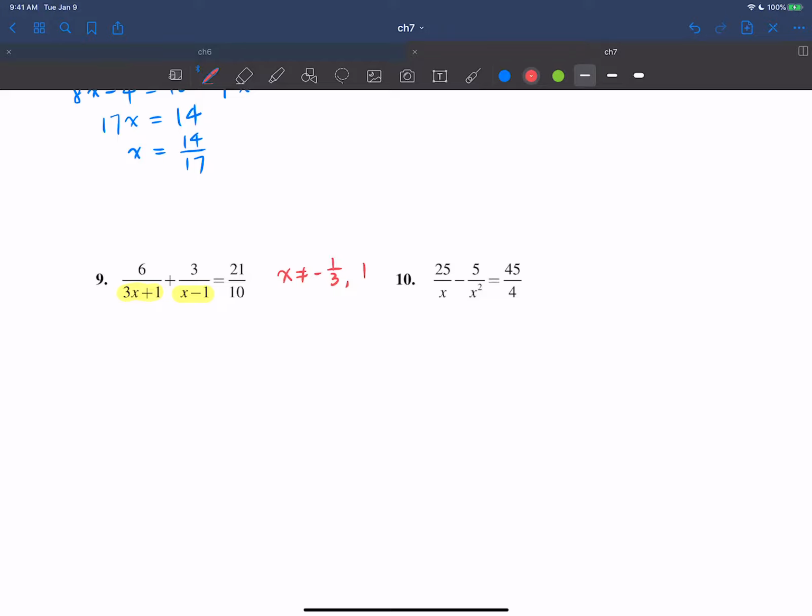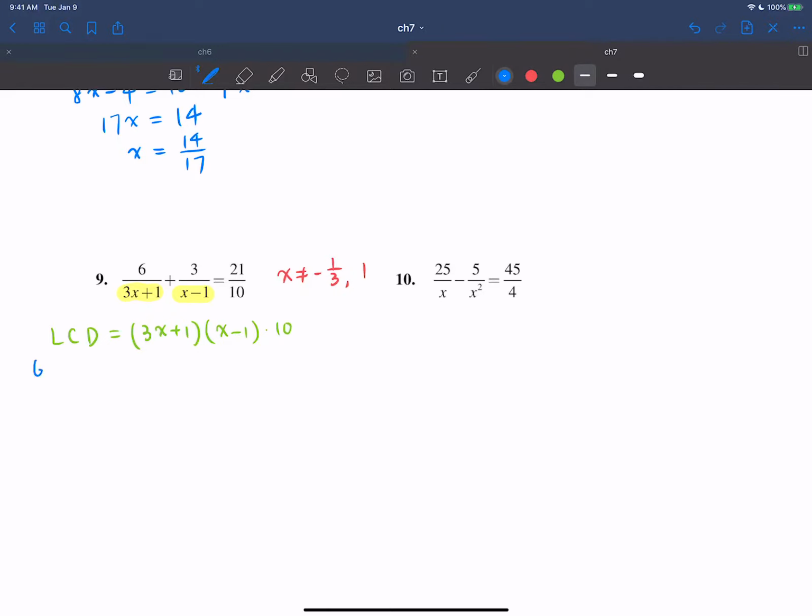Once we find out the restriction, the next thing to do will be LCD. So we're going to find out LCD. To find out LCD, you're going to find out all the different factors across all the denominators. We have 3x plus 1, that's one factor. We also have x minus 1, and we also have 10. All of them appear at most once. Therefore, that's our LCD. And then we're going to multiply every single term by that LCD.